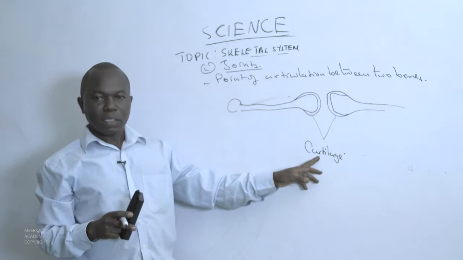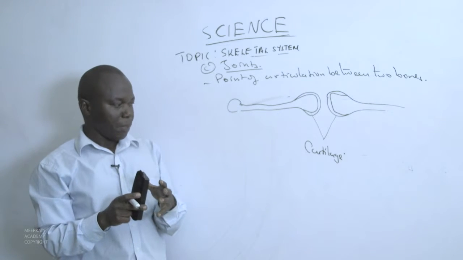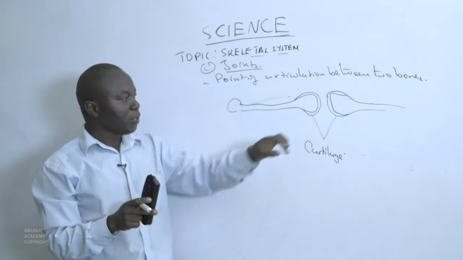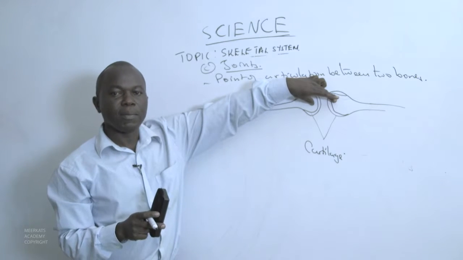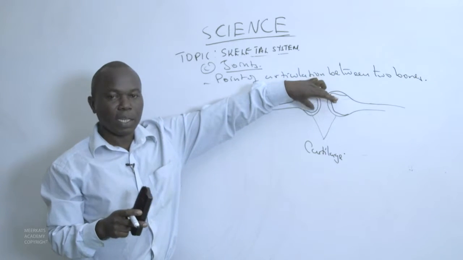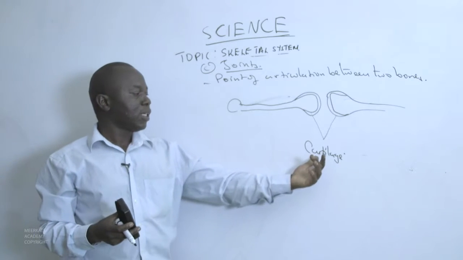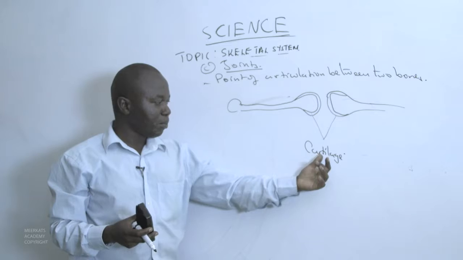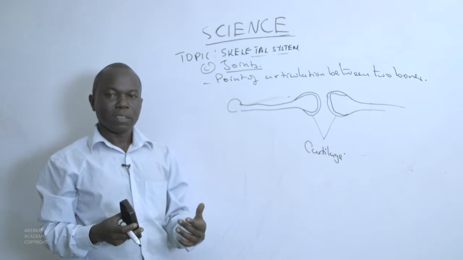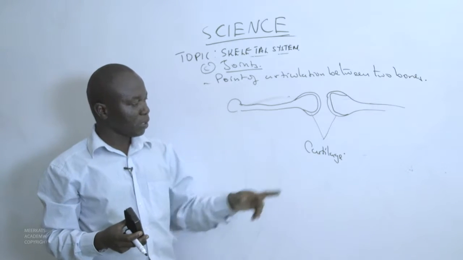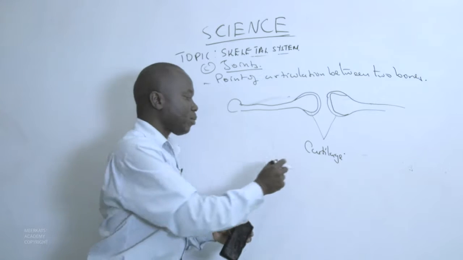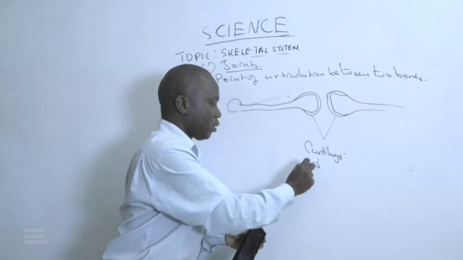The role of cartilage is to reduce friction. Sometimes these two bones will come in contact, like the bones of the vertebral column. They are in contact, but these are cartilage. There will be no friction due to the presence of cartilage, and it also absorbs shocks.